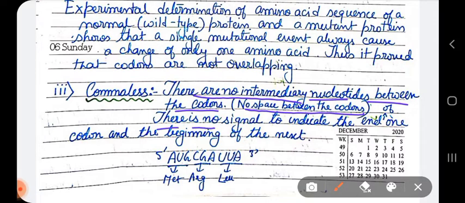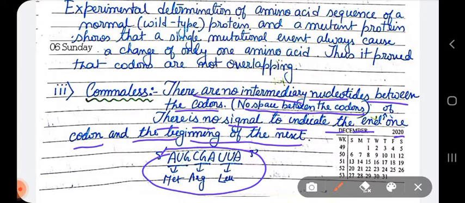There is no signal to indicate the end of one codon and the beginning of the next. So codons are located right next to each other, one after another. It's not like there is a stop signal or an initiating signal for each codon. Codons are regular: the sequence begins with a start codon and ends with a stop codon, and in between there are many codons coding for specific amino acids, so that translation can begin and form the polypeptide chain.